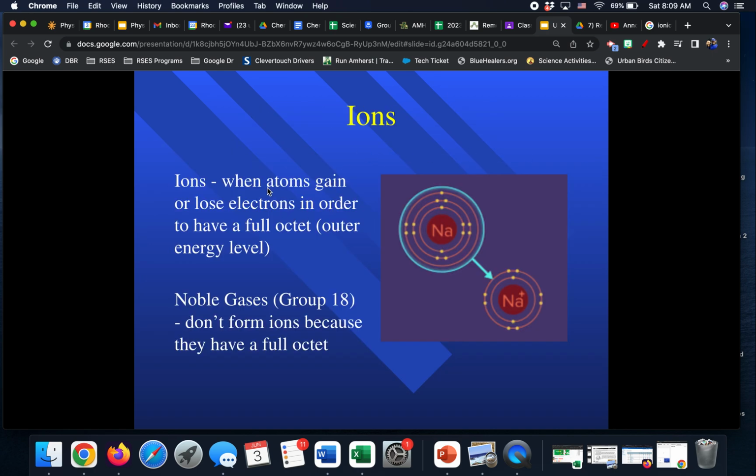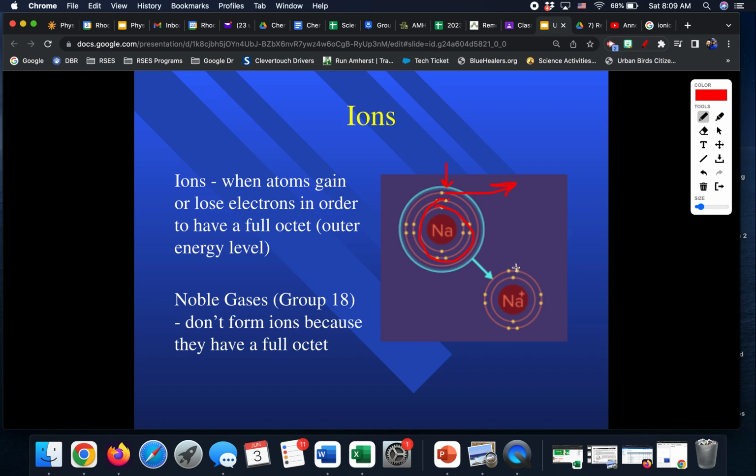So, quick review. Ions are when atoms gain or lose an electron, and the reason they're doing that is to get that full octet, that full outer energy level. So if we take a nice look here, sodium here has 1 valence electron. If it loses that electron, this level beneath it becomes the last energy level, and it already has 8 electrons. So that's full, that's happy.